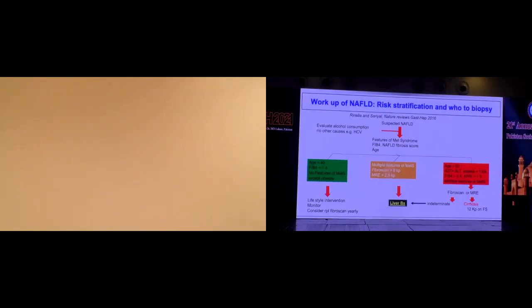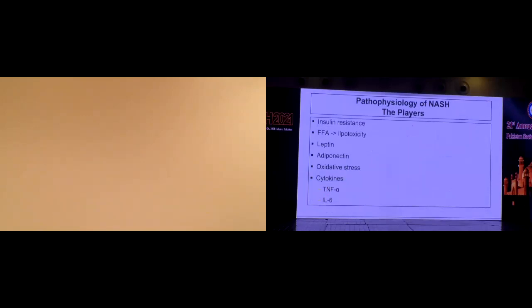And finally, the people who have progressed to the cirrhotic stage, just like in hepatitis B and C, in these patients we have to follow them, just like any other cirrhotic, meaning the surveillance for hepatocellular carcinoma, and complications of liver disease and complications of cirrhosis of the liver need to be monitored in these patients.